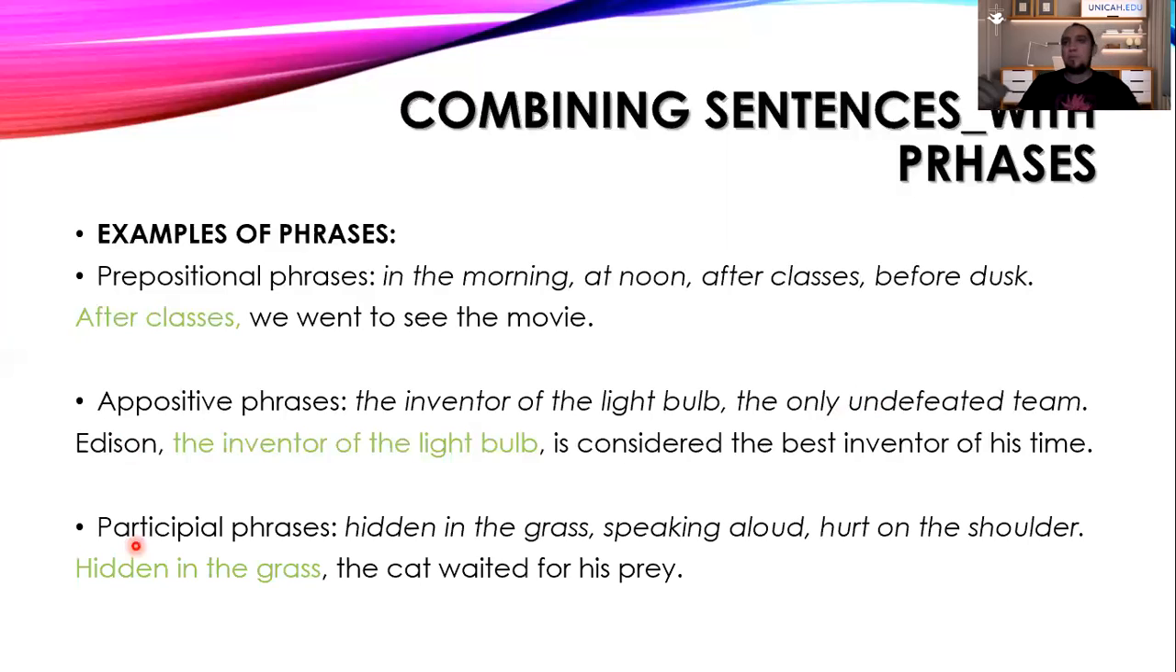Or with participle phrases. Remember, we have already seen participle phrases. We can have present or past participle phrases. For example, hidden in the park is an example of a past participle because hidden is the past participle of hide. Speaking aloud, speaking is the present participle. Hurt is the past participle of hurt. So here are participle phrases. We can use them at the beginning of sentences or at the end of sentences. For example, hidden in the grass, the cat waited for his prey.